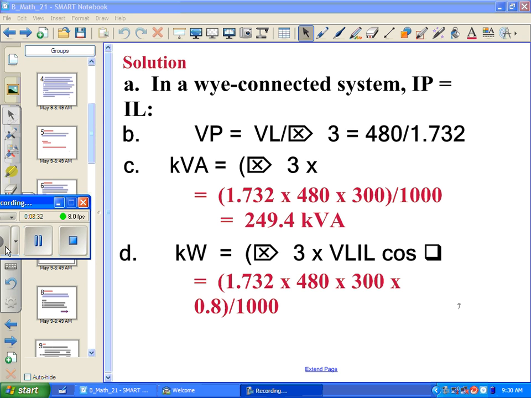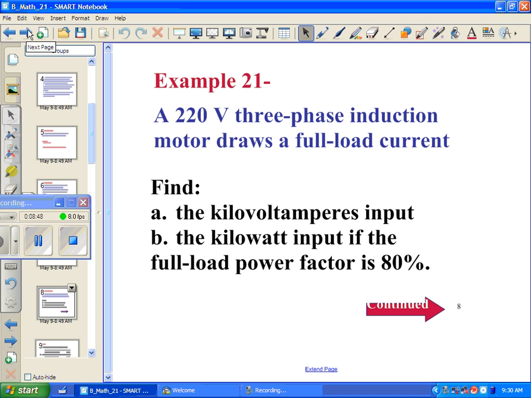1.7321 times 480 times 300 times 80%, all divided by 1,000, we'll get 199. Is that correct? That's what it said before. Okay. So we get 199 kilowatts. Let's take a look at another example.